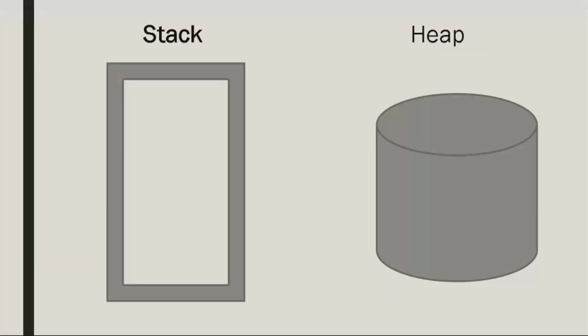Let's say we have two integers, h and g. h equals 5 and g equals 9. So when I create those two variables, their values will be automatically stored in the stack.